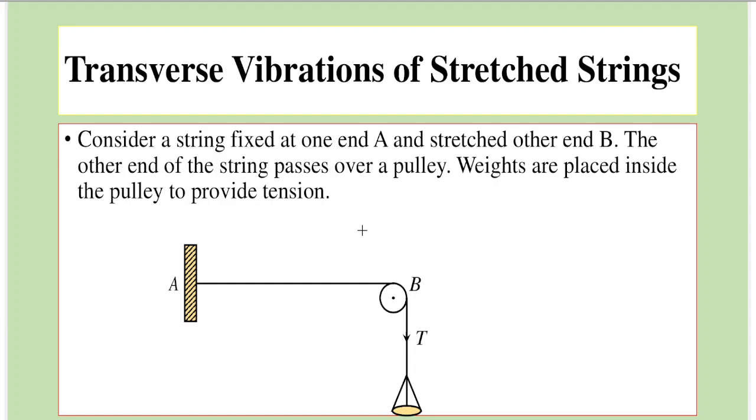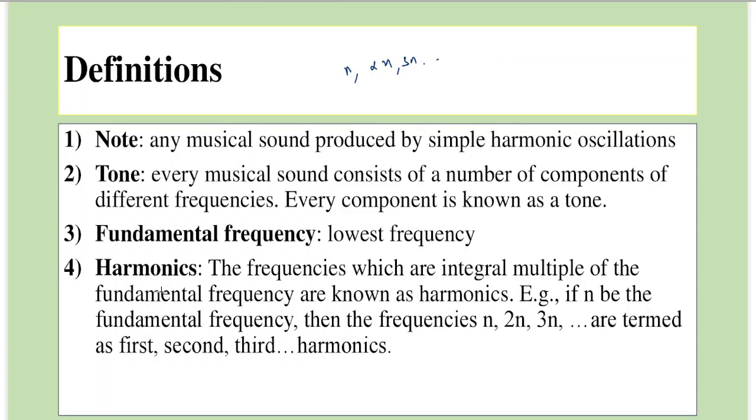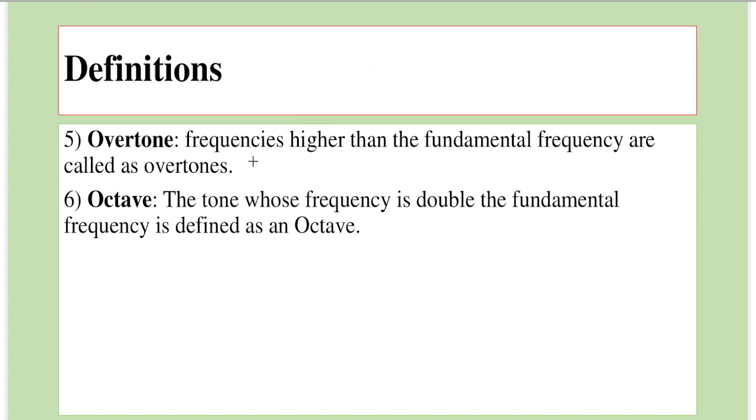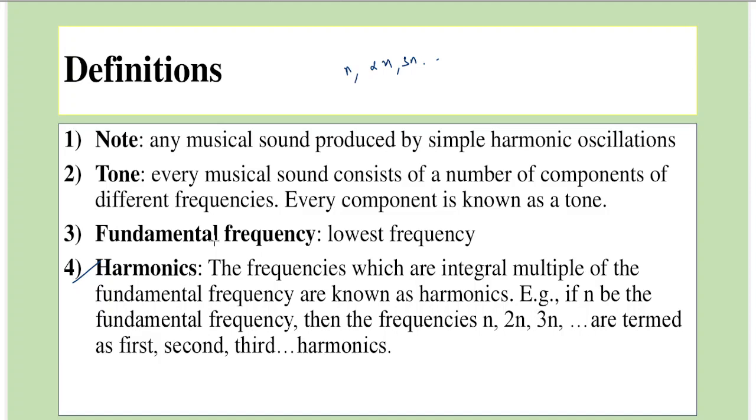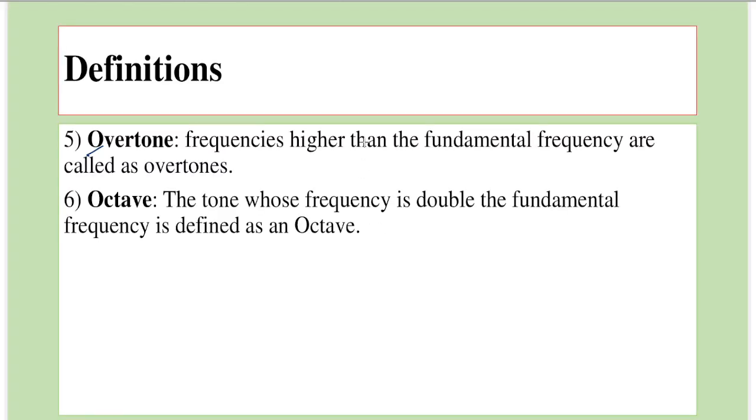Now, there's a difference between harmonics and overtones. Harmonics are multiples of the fundamental frequency. For example, think of 100 hertz as the fundamental frequency, then imagine there are frequencies like 150 hertz, 160 hertz, 200 hertz, 220 hertz, etc. These frequencies which are higher than the fundamental frequency are called overtones.